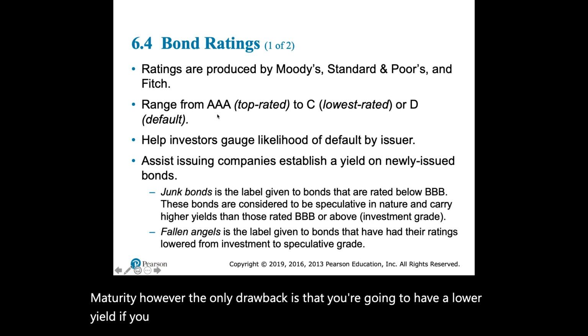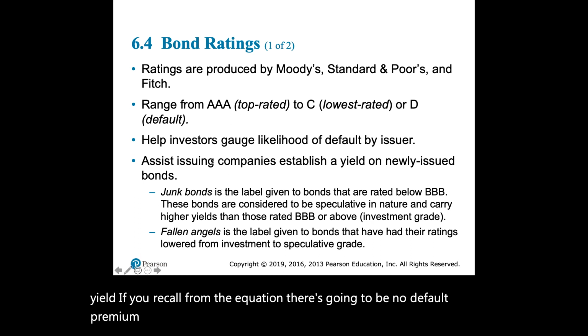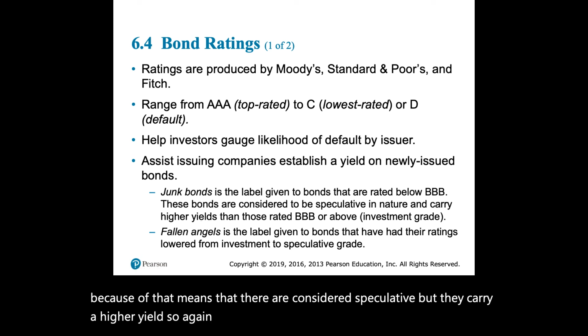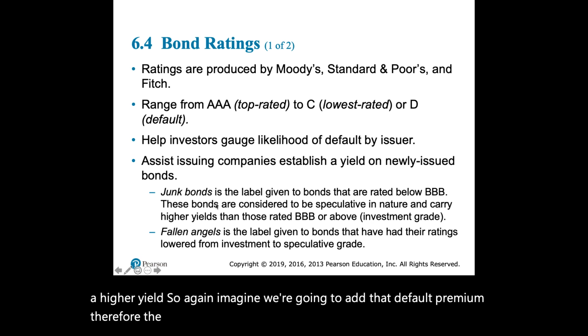The opposite, junk bonds, are fairly low rated, and because of that they're considered speculative, but they carry a higher yield. Imagine we're going to add that default premium, therefore the rate of return will be improved. So just a little reminder on bond ratings and the advantages and disadvantages based on the rating.